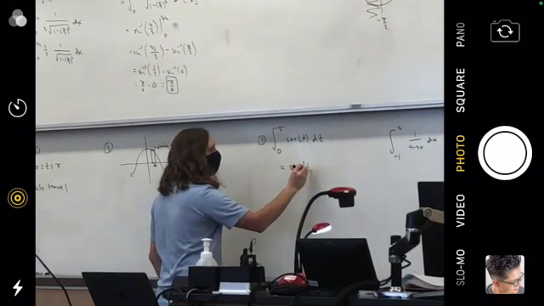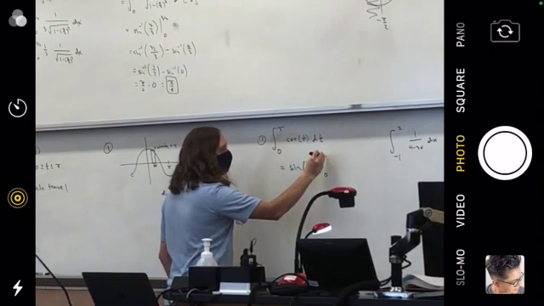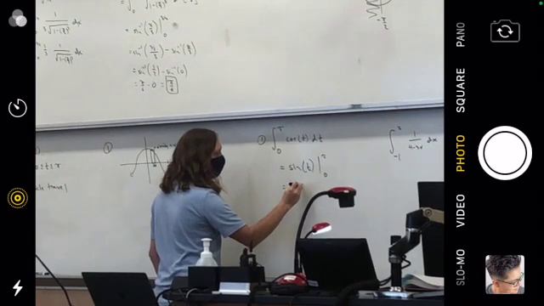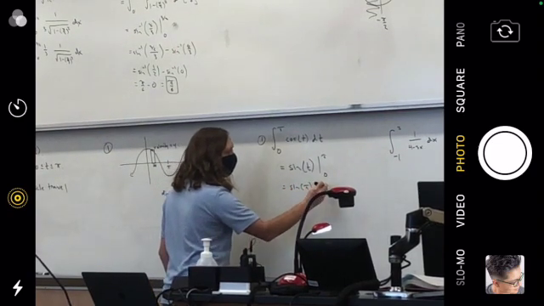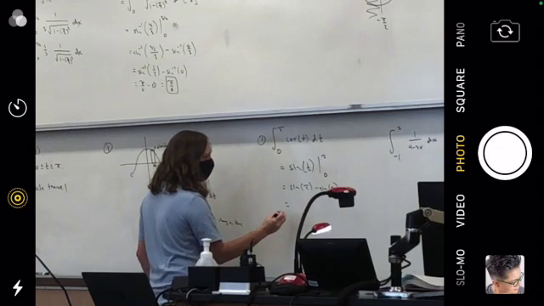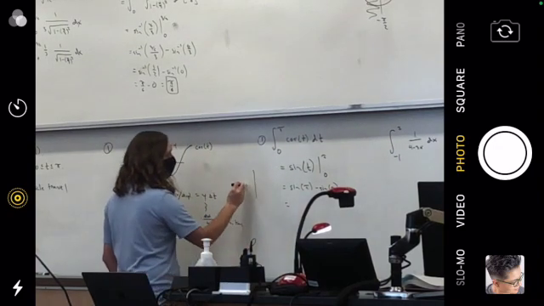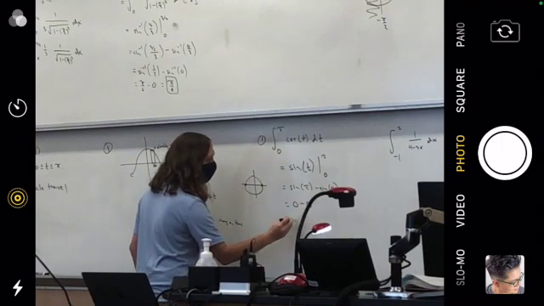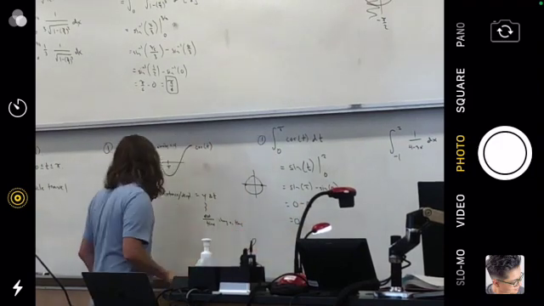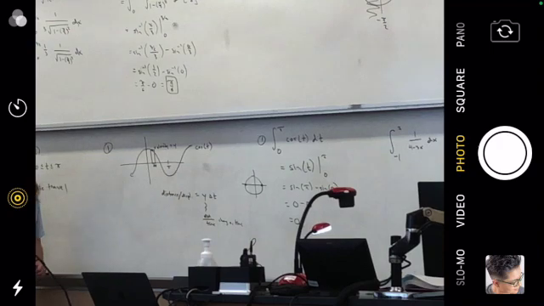This would be sine of t, evaluated from 0 to pi. So sine of pi minus sine of 0. I get what? 0 minus 0, so I get 0. Does that answer make sense? We look at this picture again.